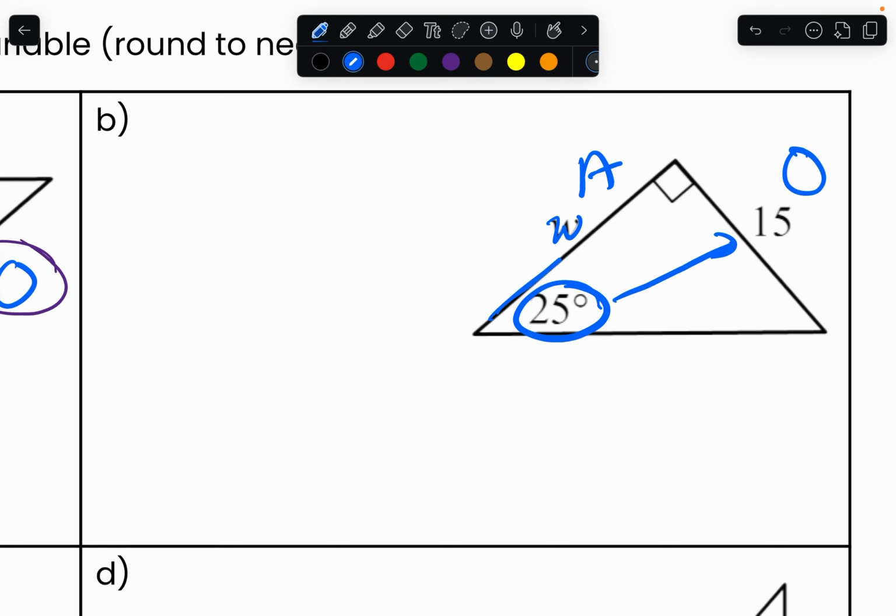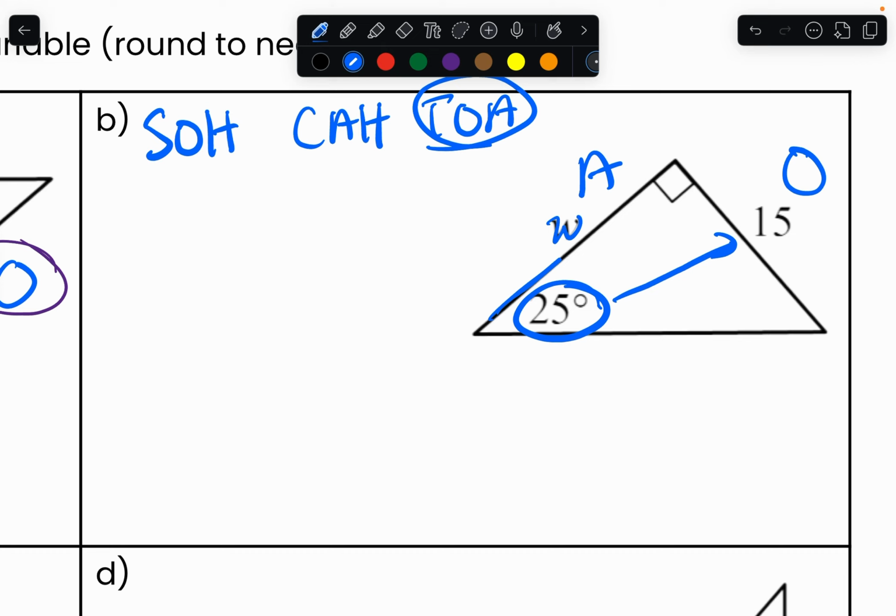Now, if I have an A and an O, which one of the SOHCAHTOA can I use? The correct answer here is going to be TOA because I have only O and A. So let me write down tangent equals opposite over adjacent. Now let me fill everything in. Tangent, and what degree are we doing? We're doing 25 degrees. So tangent of 25 degrees equals opposite over adjacent. My opposite is 15, and my adjacent here is going to be W.